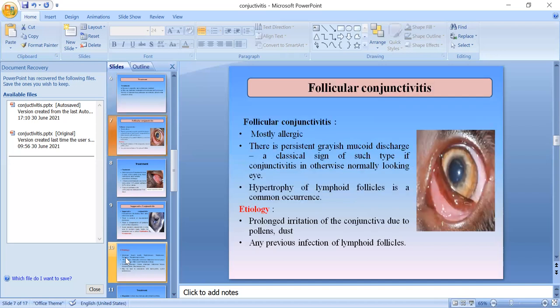Then follicular conjunctivitis. Follicular conjunctivitis is mostly allergic. There is persistent gray mucoid discharge, a classical sign of this type of conjunctivitis in a normal looking eye. So the main sign is mucoid discharge from the eye, and hypertrophy of lymphoid follicles is a common occurrence. Etiology: prolonged irritation of the conjunctiva due to pollen, dust, or any previous infection of lymphoid follicle. So these are mainly allergic.